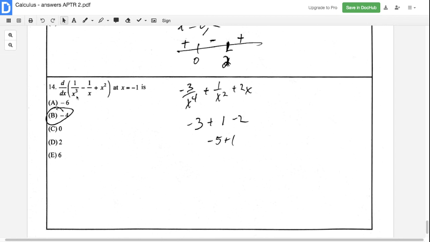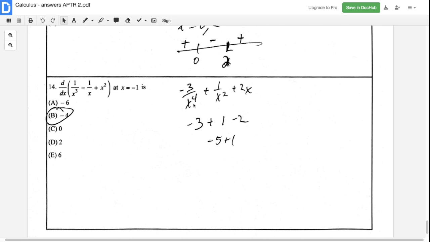So I changed that to x to the negative 3. So if I take the derivative, it's going to end up giving me negative 3 over x to the 4th. I change this to x to the negative 1, take the derivative, gives me 1 over x squared, and derivative of x squared is 2x.